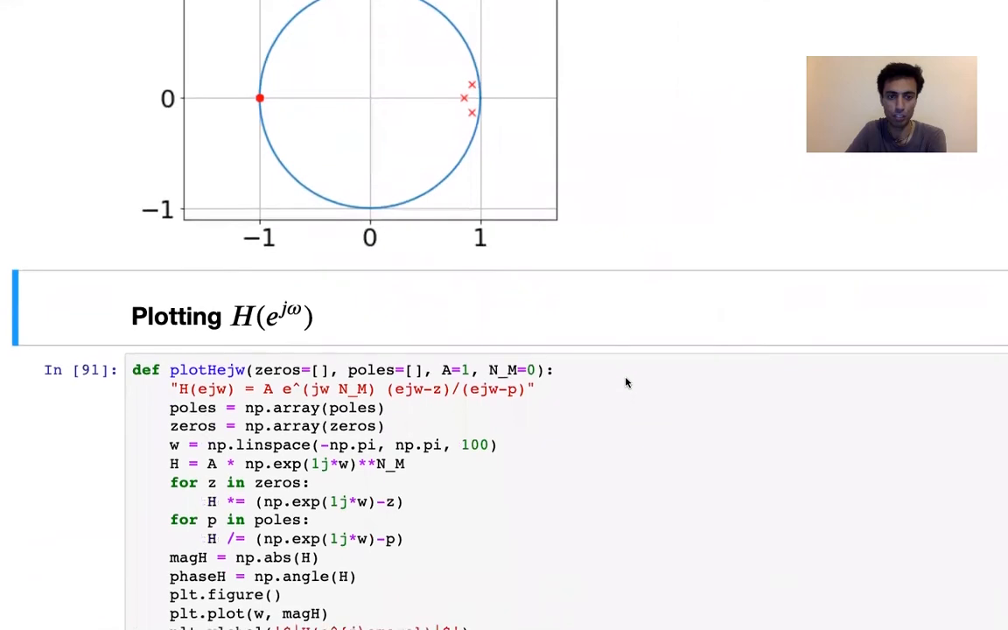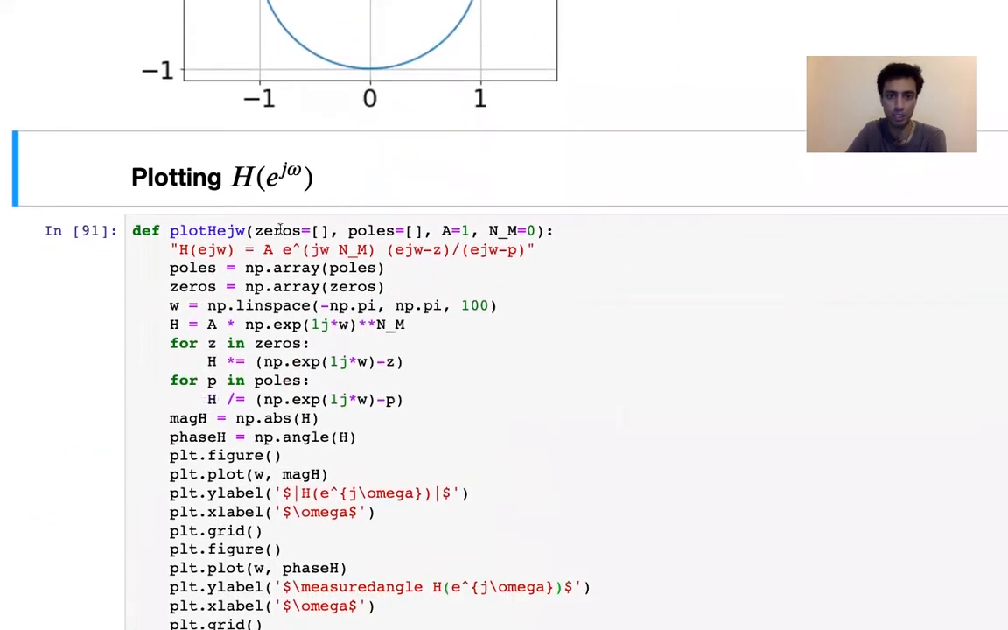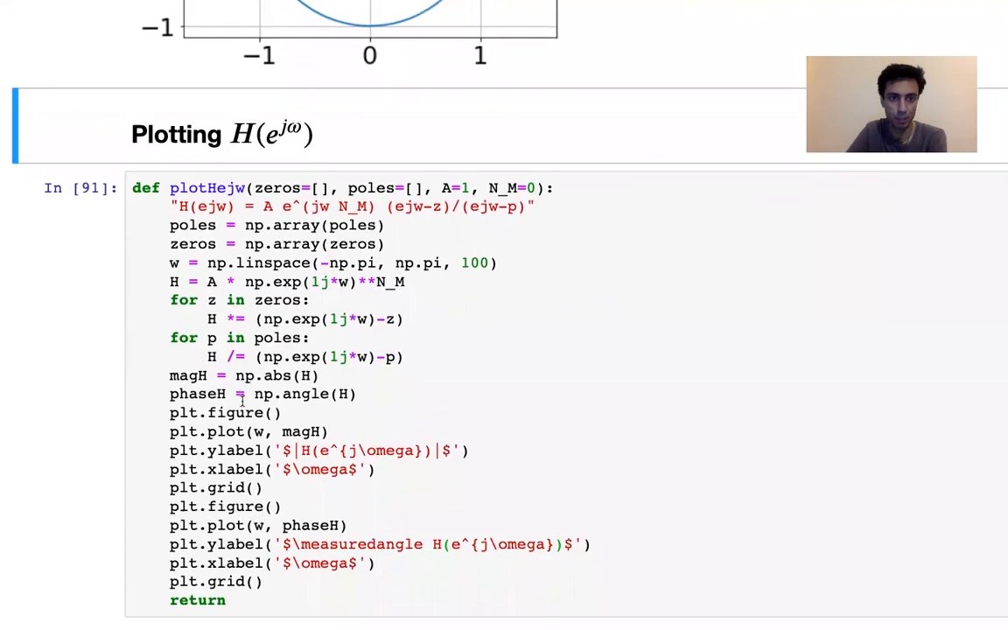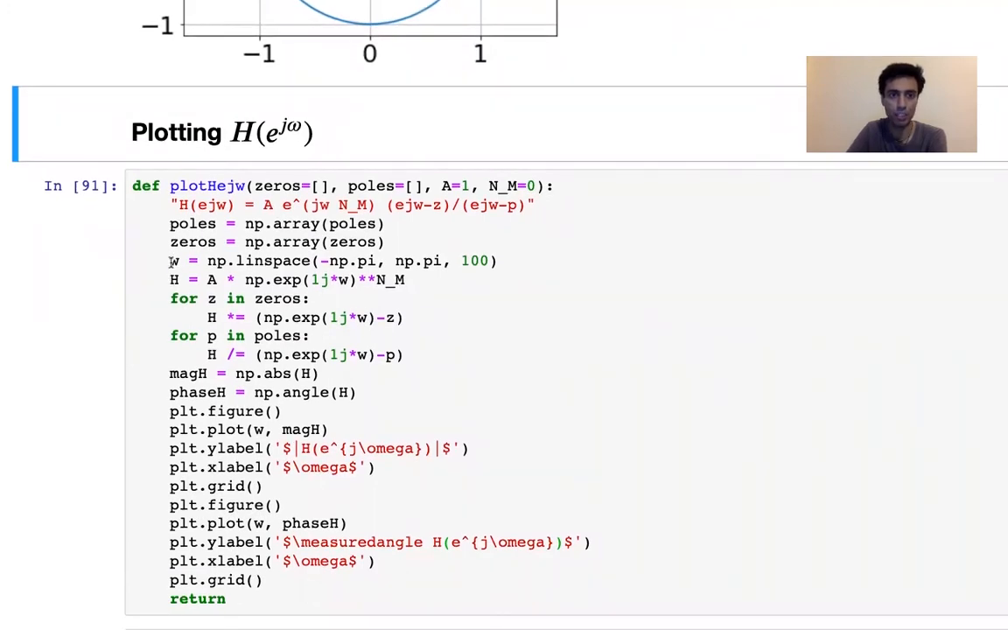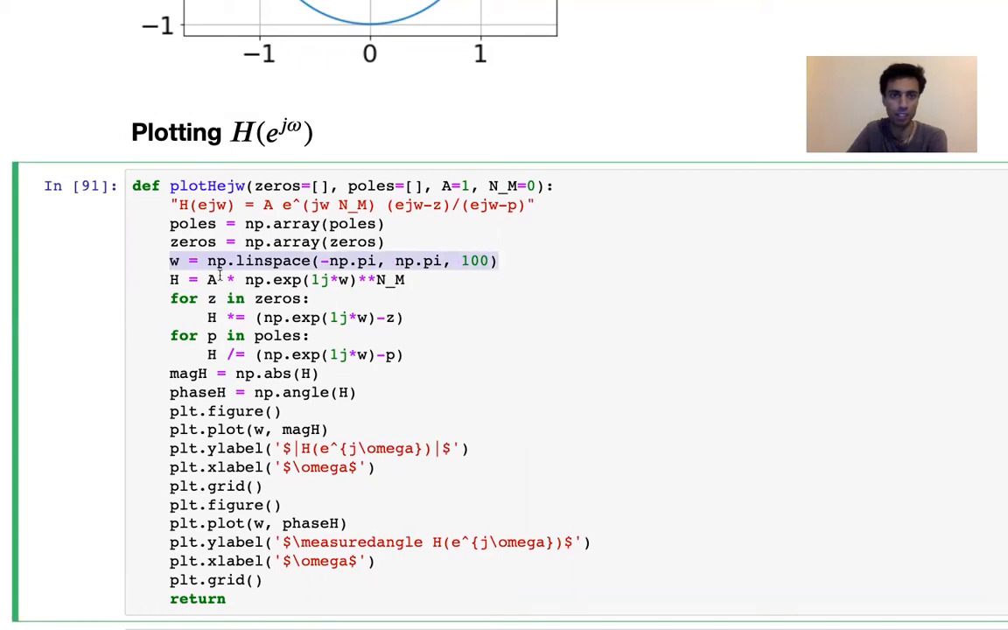Okay, so I have to write a function for that. Given the zeros and poles, and a is some scaling factor, and n underscore m is basically n minus m, so e to the power j omega times n minus m, right? If I want to introduce some phase. Okay, so this plot is also very simple. First I create my omega axis, and then my h is simply a times np dot exponential. Basically, this is the first part. Now I have to implement the zeros and poles.